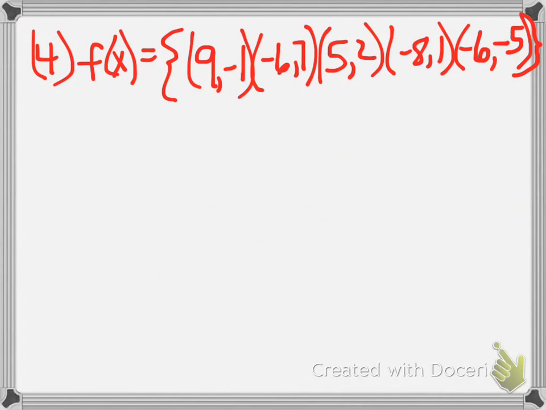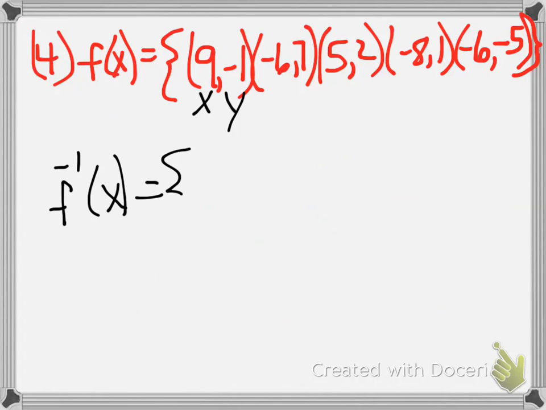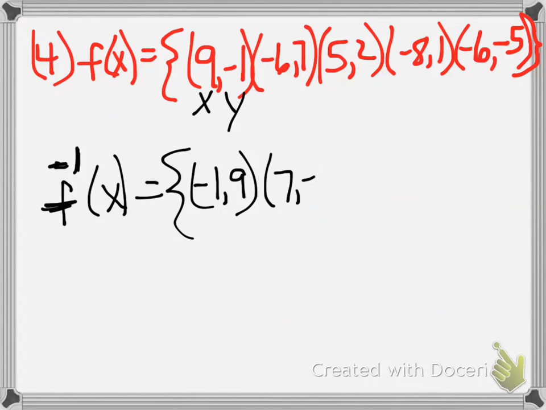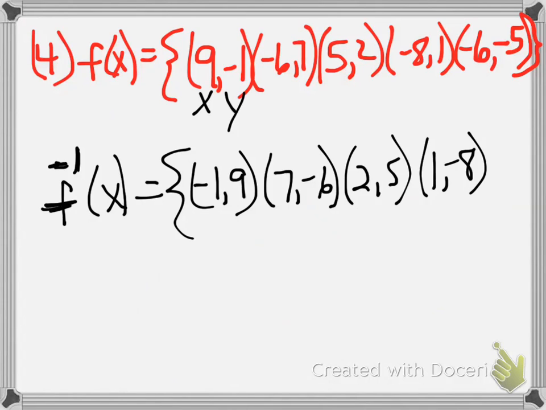Number 4, I have a bunch of coordinate points. These are all x, y, x, y, x, y, x, y. So if you want to find the inverse, which we're going to label like this, you don't have to, but it's just useful to know. This symbol right here means inverse. So just switch them. Negative 1, 9. 7, negative 6. 2, 5. 1, negative 8. And negative 5, negative 6. And the reason you switch them is because to find an inverse, you just take the x and the y and you switch them.